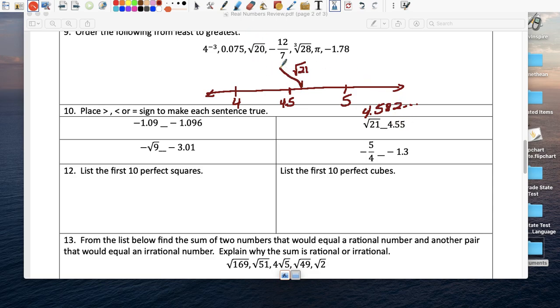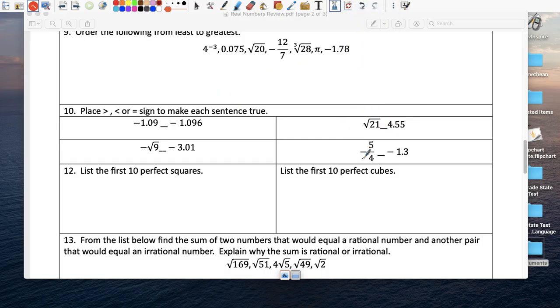I'm going to make another line. 4.55. Right? Makes sense. Think about money: $4.55, $4.56, 57, 58. So 4.58, which is the square root of 21 rounded, is a little bit more than 4.55. So the square root of 21 is just a little bit greater than 4.55.